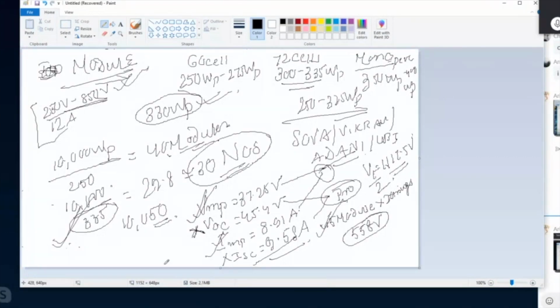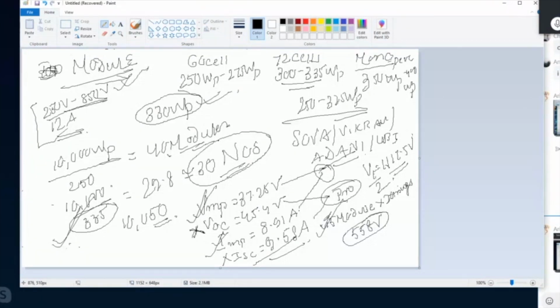So we can see 12 amps, that is within the range. The ISC is lesser than the input DC current of the inverter. That means this module is okay to feed in the inverter we have chosen. Our selection of module and inverter is done.